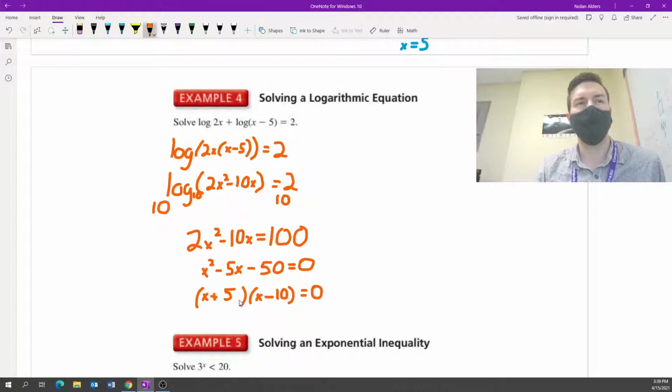So that works. And then we can see that one of our answers is going to be negative 5 because negative 5 plus 5 is 0. So x equals negative 5. And then the other one has to be 10 because 10 minus 10 equals 0. So x equals 10 for our other answer. So there you go. There's your 2 solutions for that problem.